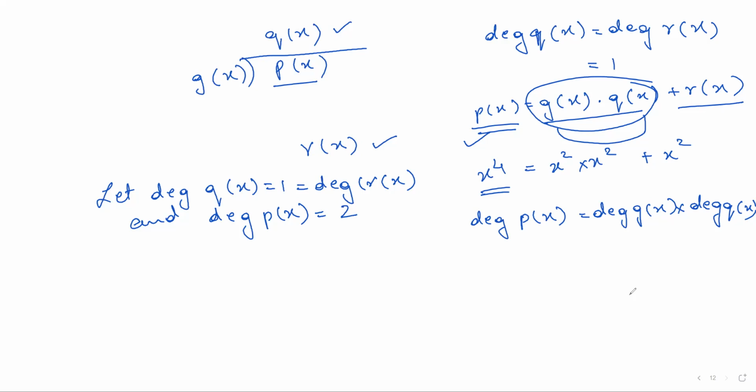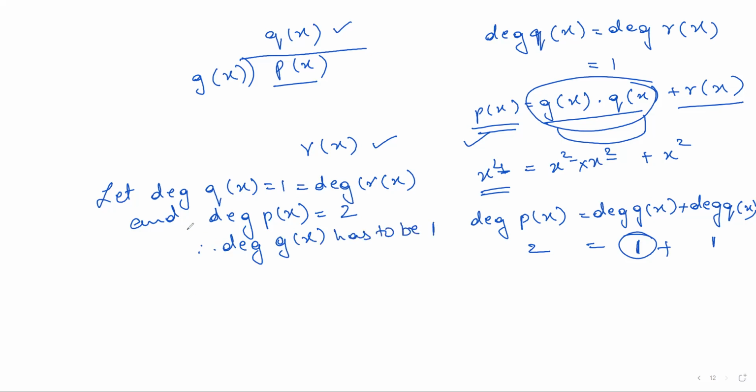Oh, I wrote multiplication, it's supposed to be addition, sorry. Yeah, because the powers get added. If 4 is equal to 2 plus 2, 4. Powers get added, terms get multiplied. So degree of p of x is 2. And this q of x degree is 1. Then definitely g of x degree has to be 1, in order for 2 to be equal to 1 plus 1. Therefore, degree of g of x has to be 1.